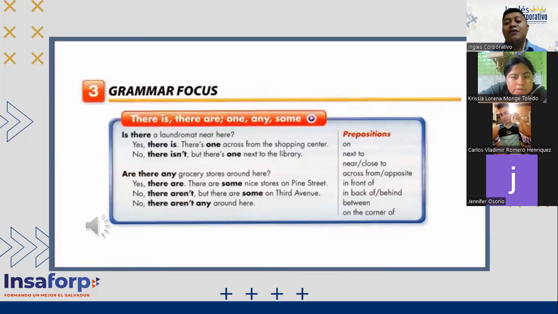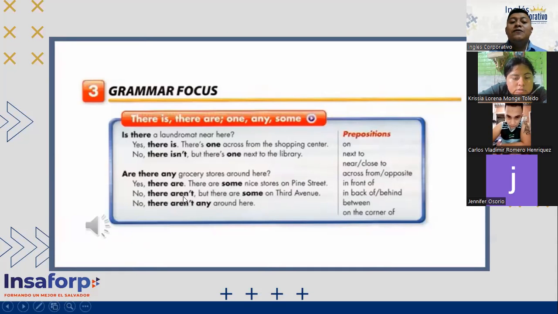There is one. Or there is the contraction, there's one. But there's one next to the library. Some we use in plural, right? Para decir algunos. Yes, there are some nice stores on Pine Street. No, there aren't, but there are some on Third Avenue. Then we say, no, there aren't any around here.